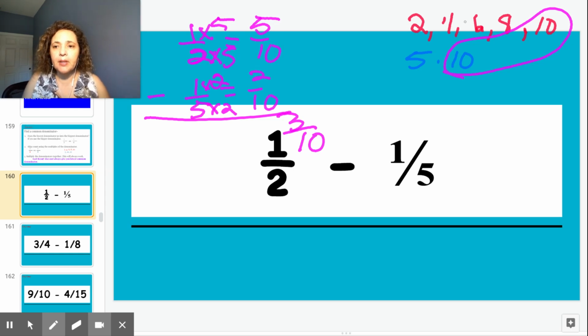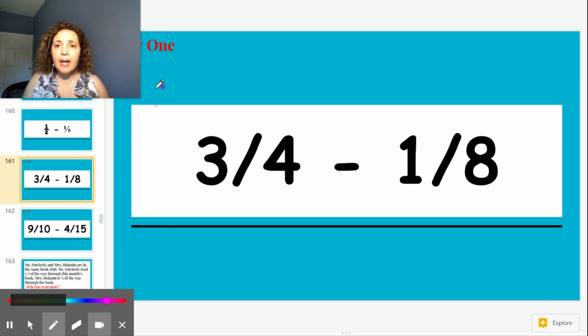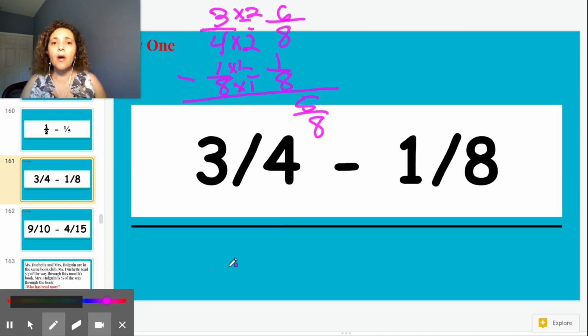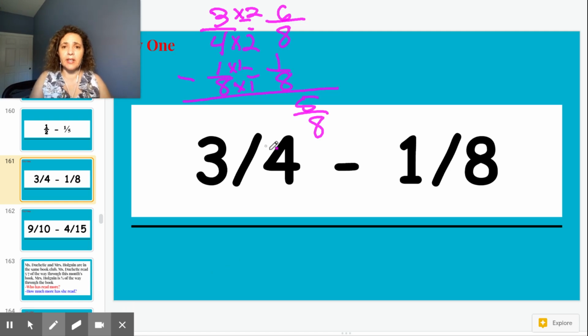All right, so now I want you to try one. 3/4 minus 1/8. Go ahead and try that one and then come back to me. All right, so hopefully you got 5/8. The first thing I did is I rewrote it and then I said, does 4 go into 8? Yes. So then I knew my common denominator was 8. And then I just rewrote it. 8 times 1 is 8, 1 times 1 is 1, 4 times 2 is 8, 3 times 2 is 6, 6 take away 1 is 5. 5/8 is my answer.